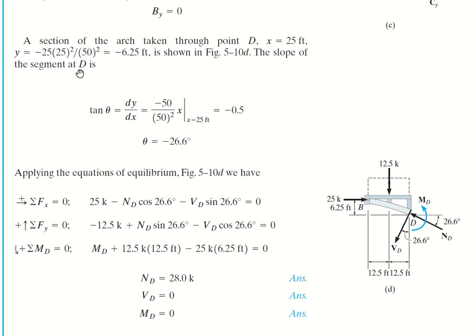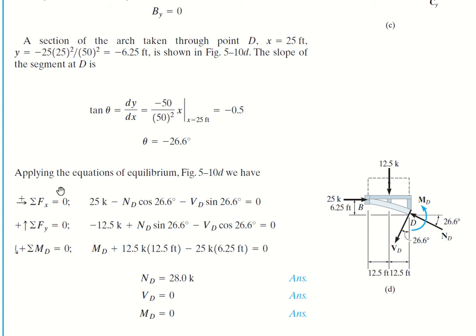Now the slope of the segment at D, at this point, will be what? It will be equal to tangent theta, which is equal to dy by dx. This is our y equation, right? Minus 50 divided by 50 square into x, at x equal to 25. So putting the value, we will get tangent theta equal to minus 0.5. From here we will get the value of theta equal to minus 26.6 degrees. So this is your 26.6 degrees downward.